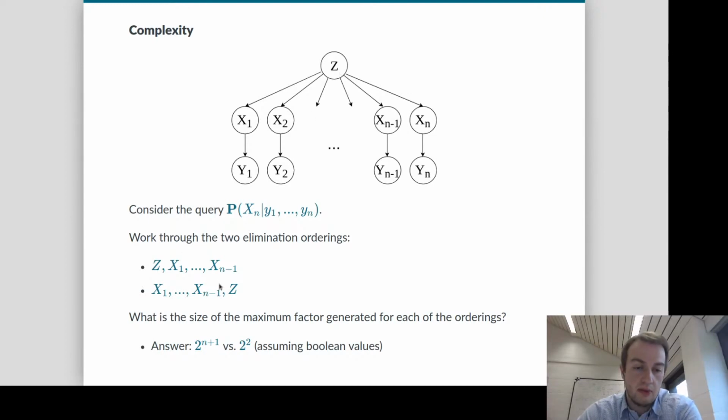We could have done it the other way. We could have eliminated first the x variables and then z. If we do that, every time you remove one of the x variables, the x variable only appears in the factor associated to the y, but this one is not really a factor because it would be instantiated by the evidence, so we would just remove it directly. By doing so, you never have to build a very large factor which is exponential in the size of the set of variables. We can show that in this case it will be proportional to only 2 to the power of 2, if we assume Boolean values for all these variables.